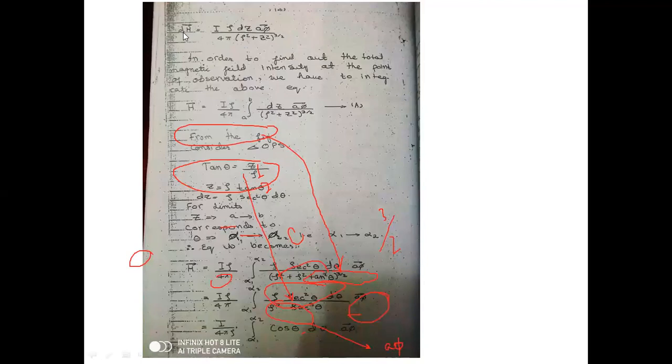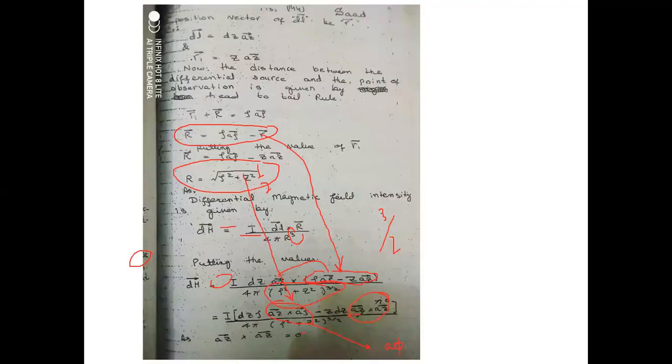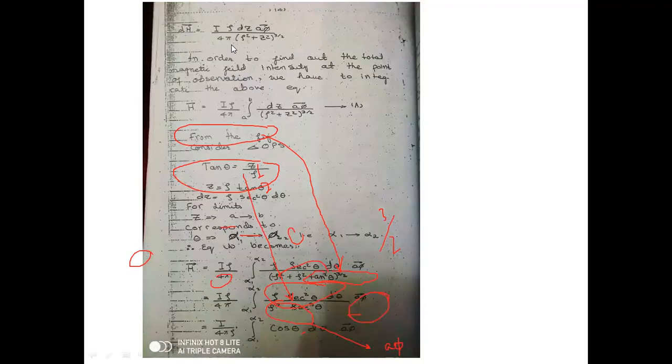Now dH, the magnetic field intensity due to the differential length, is dH is equal to I rho dz a phi. A phi is because of the result of the multiplication of az into arrow, so it makes a phi, divided by 4 pi rho square plus z square whole 3 by 2. This is actually the magnetic field intensity due to the differential length.